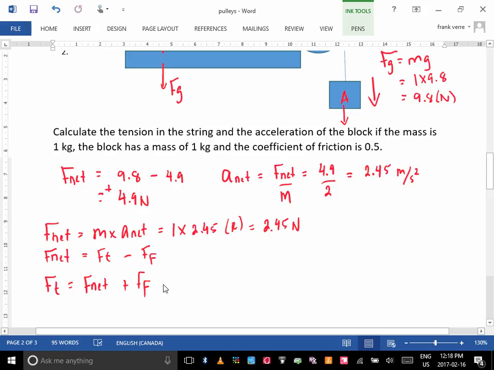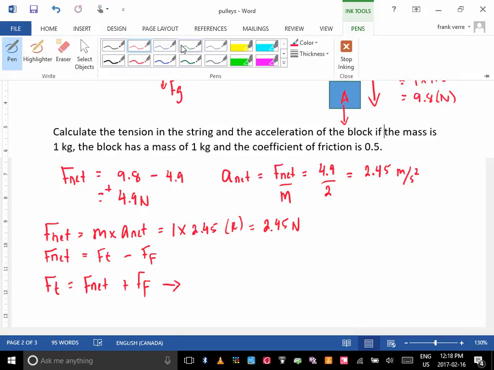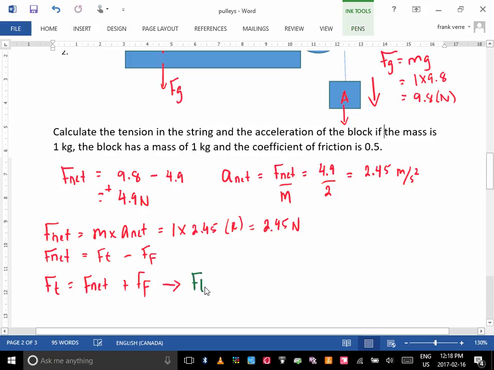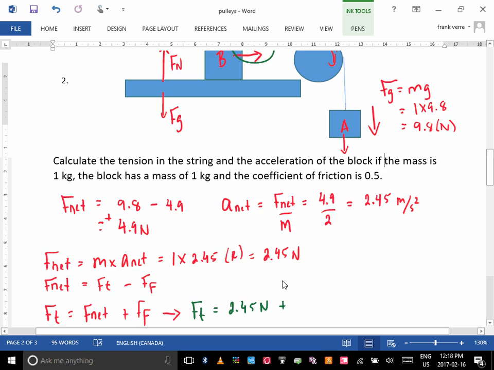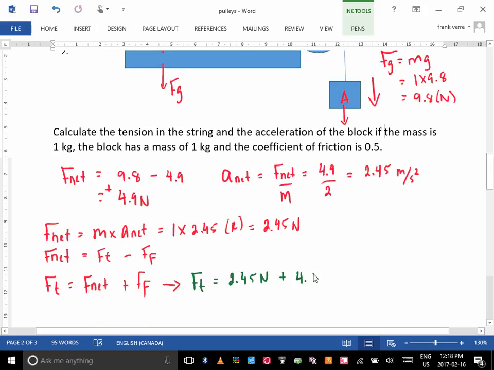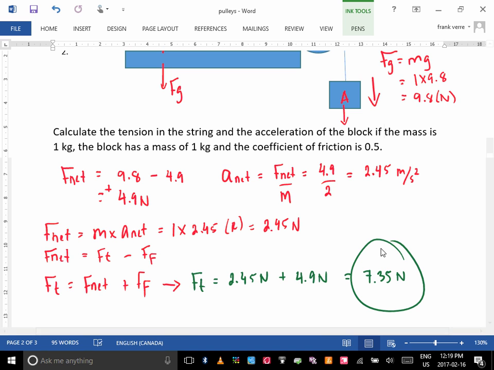So let's finish this off. What's our tension? Net force was 2.45 newtons. Our friction, we worked out, was 4.9. So then our tension ends up being 7.35 newtons. And let's see if that makes sense. Okay? 7.35 newtons.